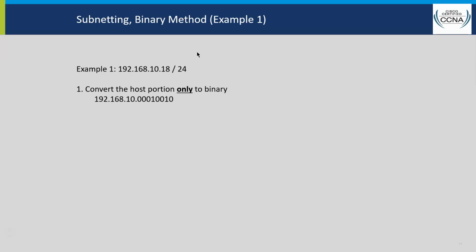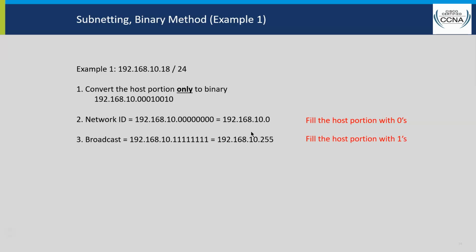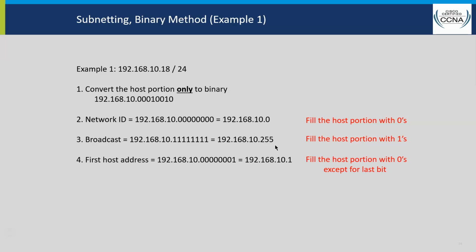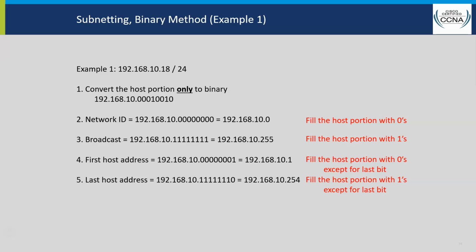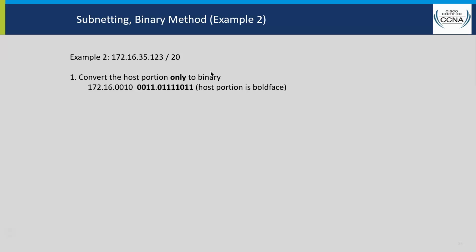So in this one, actually, this one we'll probably do next. This is a /24, which means it's going to be a classful address. Host portion only to binary for this thing. The network ID, all zeros in the host portion, gives us 192.168.10.0. The first usable address, the broadcast is all ones, the 255. The first host address is 1 plus the network address. The last usable address is going to be 1 less than the broadcast address. For the classful addresses, no real issue at all for these things.